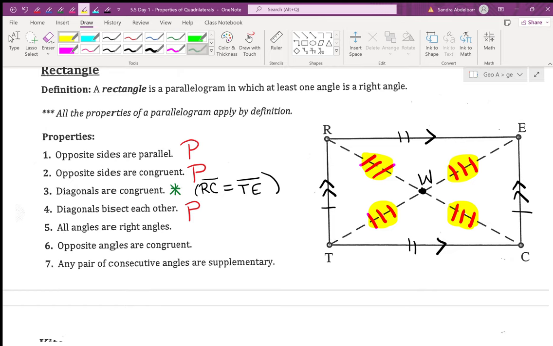All angles are right angles. Is that a new extra special feature or is that a parallelogram? Special feature. That is a new extra special feature. So we're going to put a star and we're going to mark the right angles.